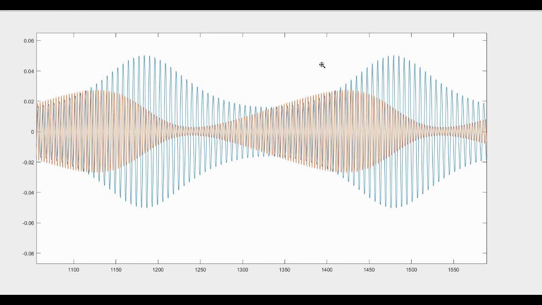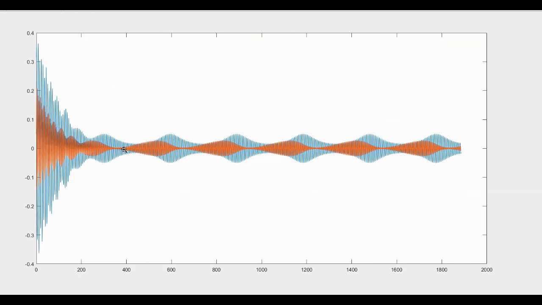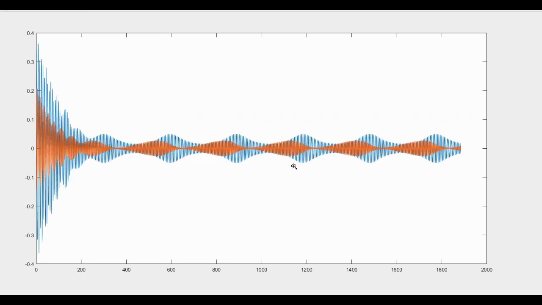Parameters have not changed, and you can see once again that the blue one has a frequency that is double that of the red one. Okay, so the modulation has some different dynamics over here. This is the steady state. There is an initial transient when some things decay, but after that we have this phenomenon here.